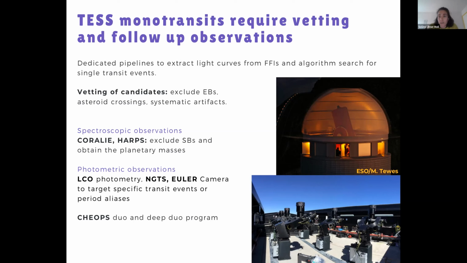Then I also use CORALIE and HARPS to measure the mass of these companions. And we need photometric observations to recover the period with certainty. So for example, with TESS, we use the LCO network, but I also collaborate with NGTS, where they have a dedicated working group to hunt these monotransit events. And of course, as you heard from Amy, CHEOPS is doing a lot of work on recovering these long period planets, but the smaller ones.